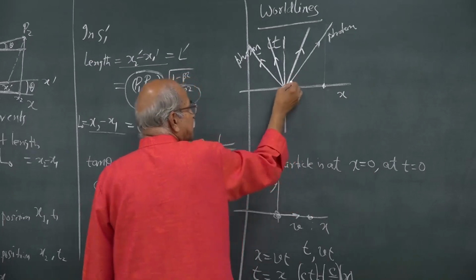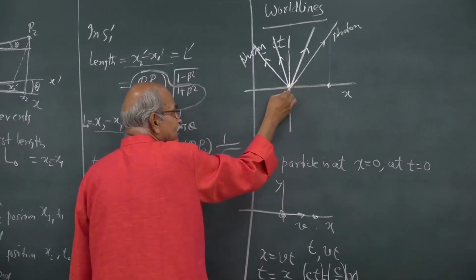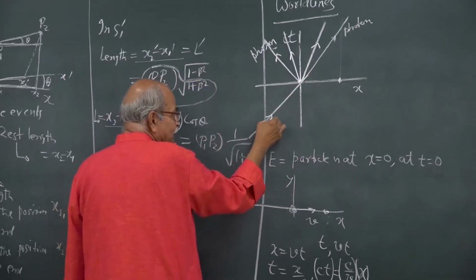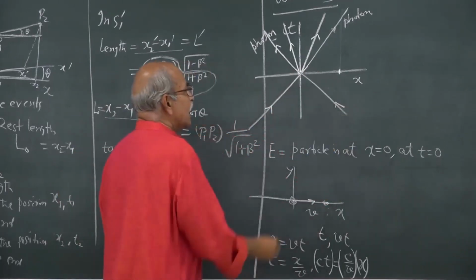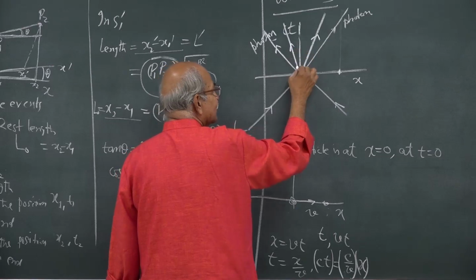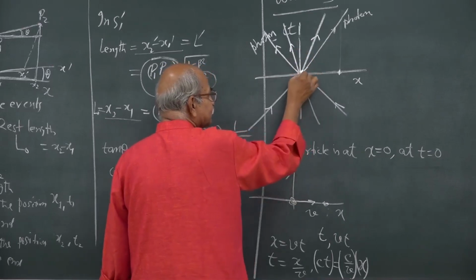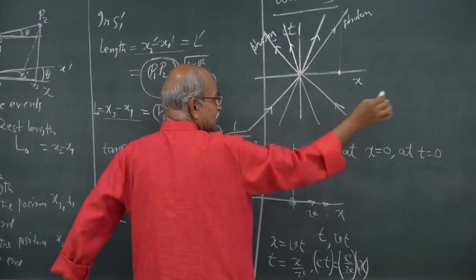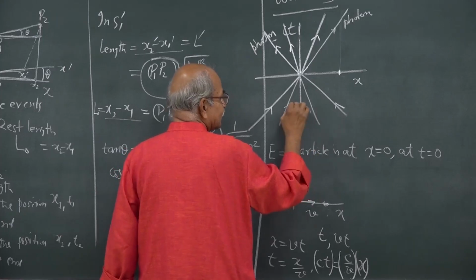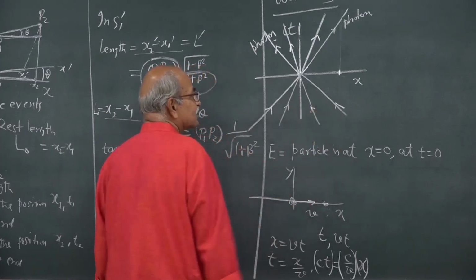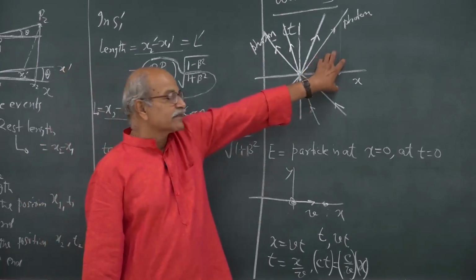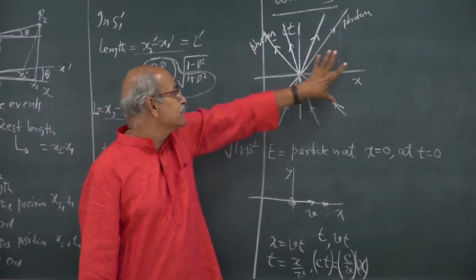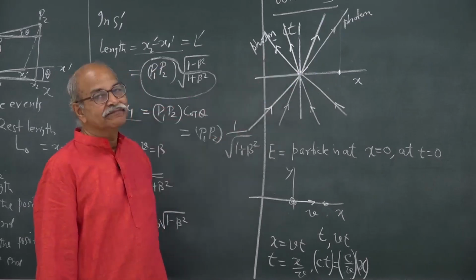Okay, and this is the past of the photon. Photon can come from this side, photon can come from this side. And for the particle, the past is represented by these. If it is in the positive x direction, it is like this. If it is negative x direction, it is like this. And nothing in this region, nothing in this region.